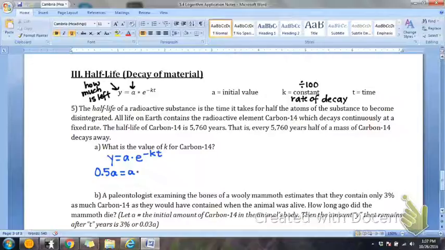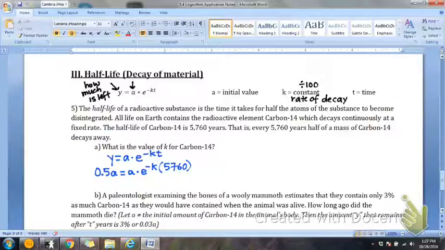Okay, so now we have this times E to the negative K, which is what we're trying to find. How much time has passed? 5,760. That's what's going to go in for the T value. Remember, we are solving this for K. This is a brand new problem that you probably have never done before. So I want to make sure that we're talking about it as we're going.